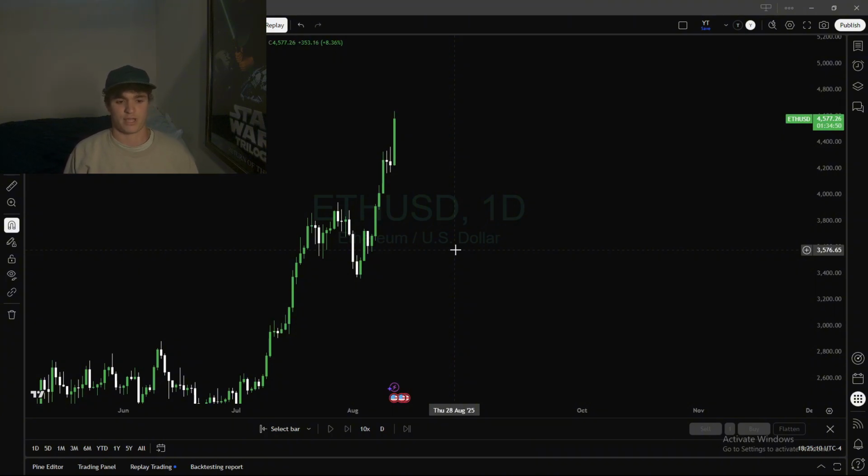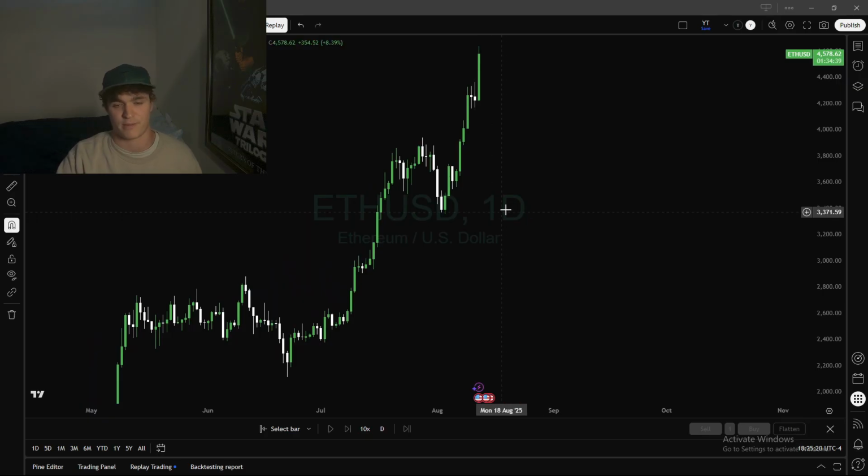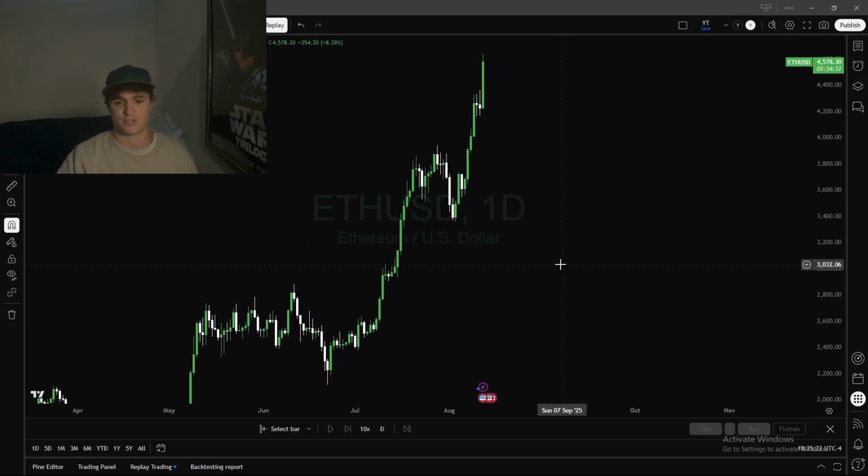I've just shown you three examples of this exact model playing out within the span of like four months. I mean, it's only August and we just went through three examples since April on Ethereum alone. So imagine the other opportunities in this market using this model.